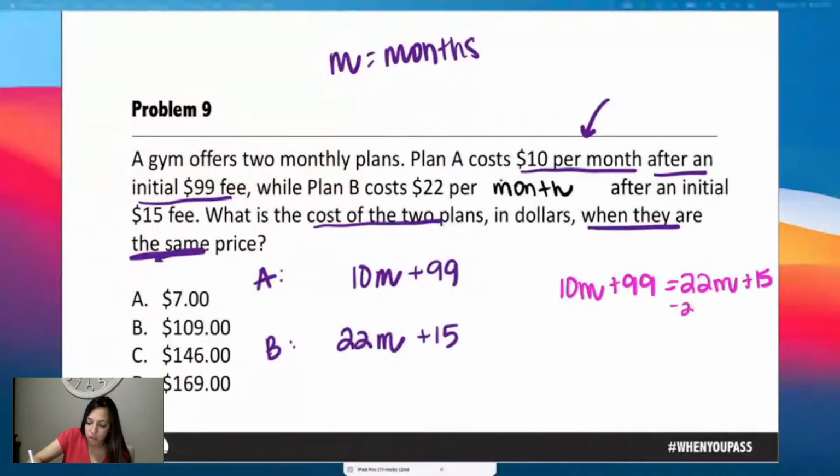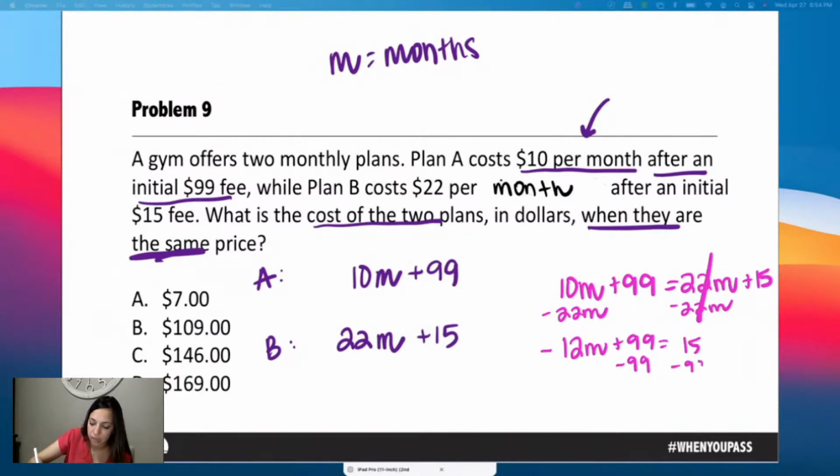I'm going to subtract 22M from both sides. If you subtract 10M from both sides, you'll still get the same answer as long as you do the same thing to one side as you do to the other. I get negative 12M plus 99 equals 15. Subtract 99 from both sides. And I get negative 12M equals negative 84. Divide both sides by negative 12, and I get M equals 7.